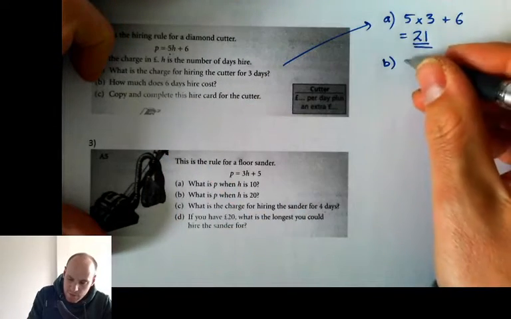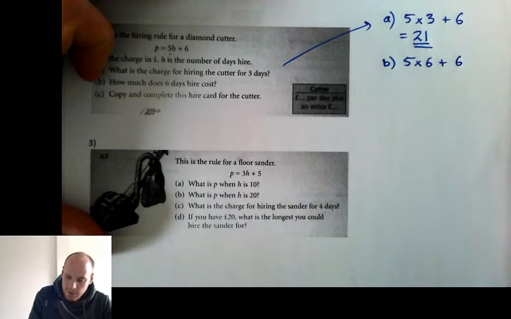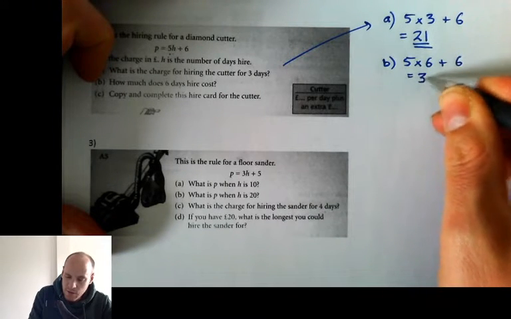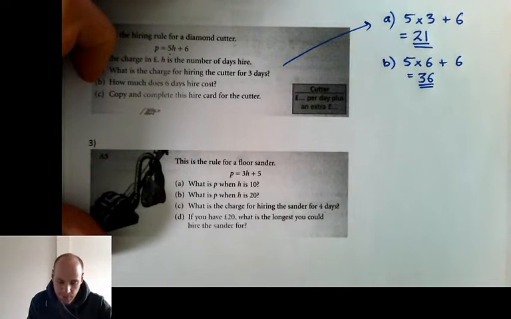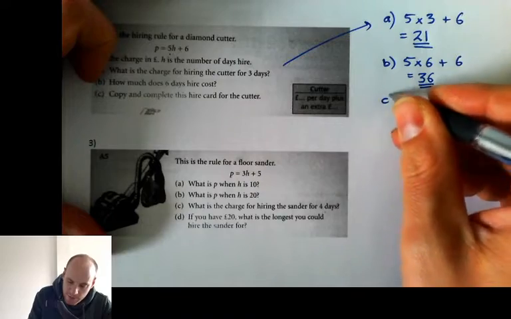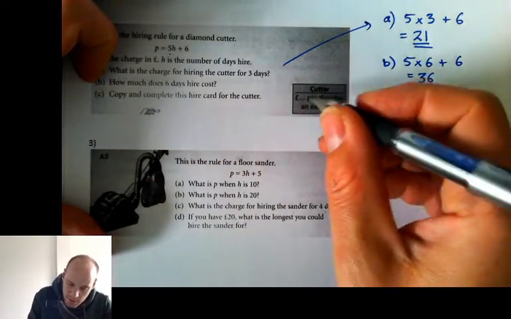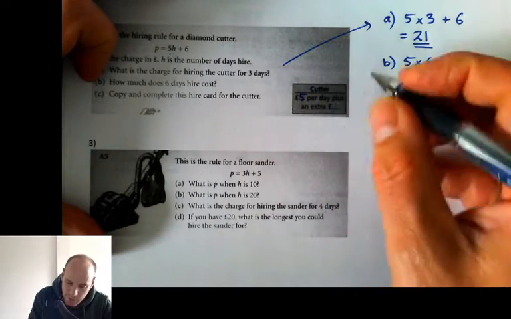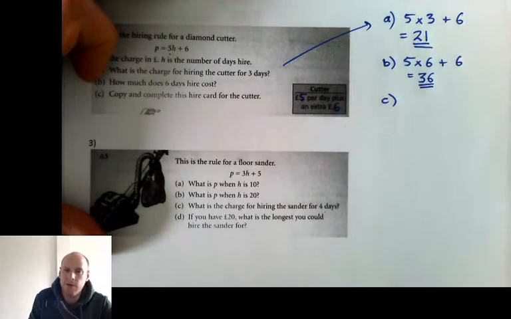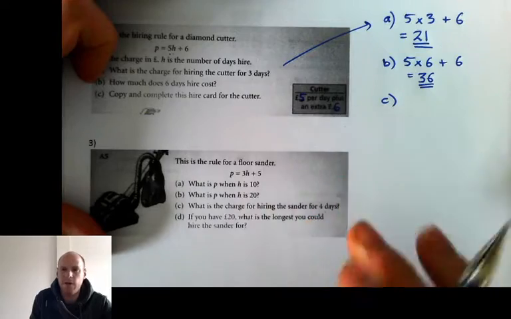Part B, £5 per day, 6 days, add on the 6 at the end, that is £36. Should probably put a pound sign in front of that, but never mind. And then part C, it says copy and complete this hire card. So that is, I've already said it, £5 per day plus an extra £6 at the end. Don't know if you can read that, but £5 per day plus an extra £6.